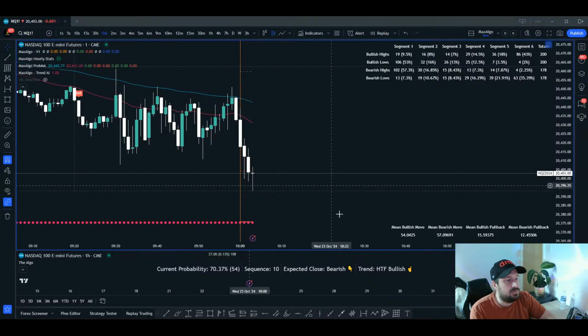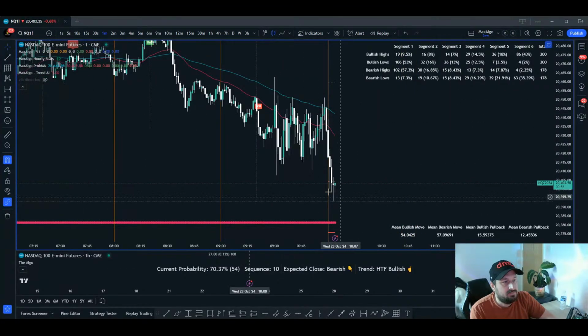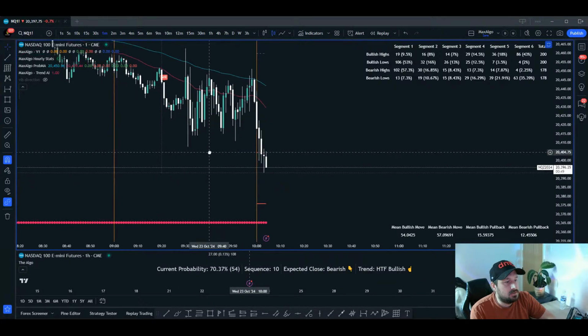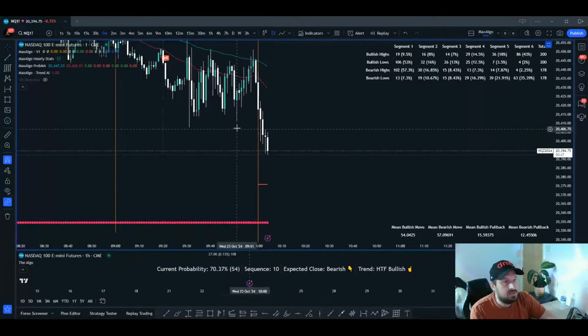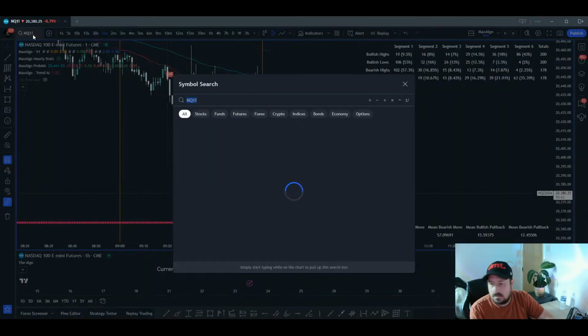So let's have a look. We've got NQ. Obviously, we've now opened up New York. We're currently still sitting at bearish. We've been bearish for a long time. We've had a nice drop this hour. Any requests? We can have a look at gold.